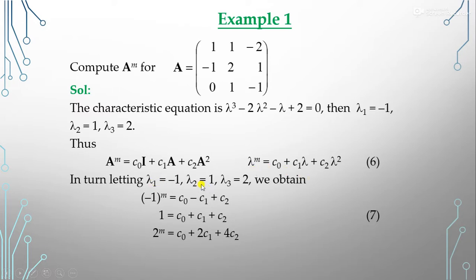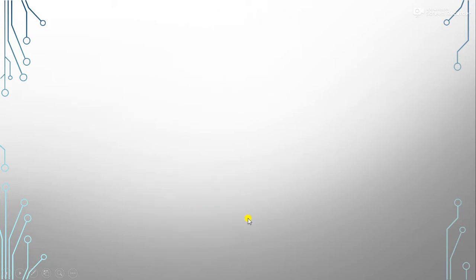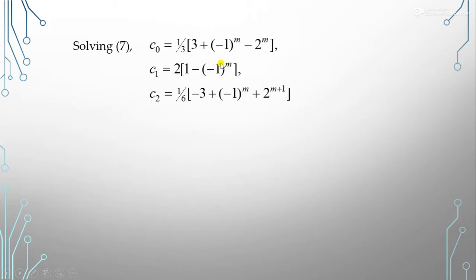One by one we put in the three eigenvalues and get three equations in terms of C0, C1 and C2. First we put lambda is equal to -1, so we get the first equation. When we put lambda is equal to 1, we get the second equation. When we put lambda is equal to 2, we get the third equation. Now we have three equations and three unknowns C0, C1, C2. So we solve these three equations, and we get the values of C0, C1, C2 like that.